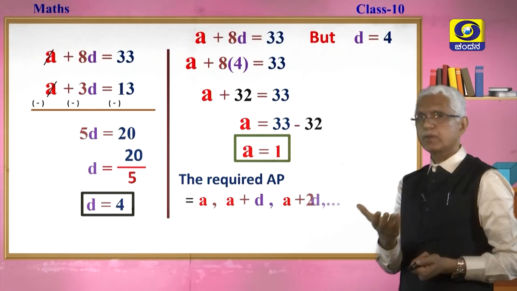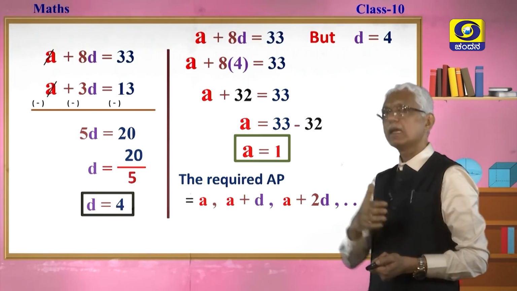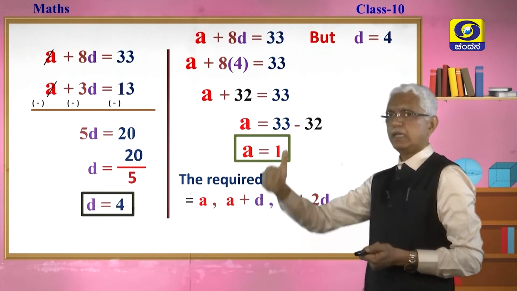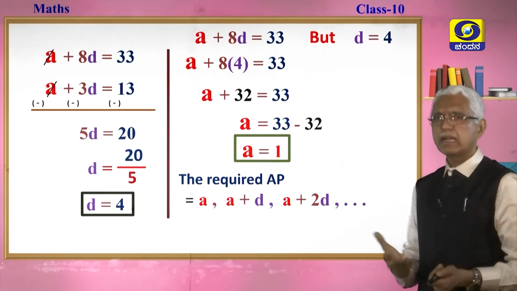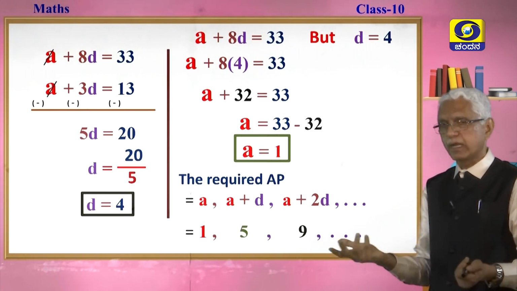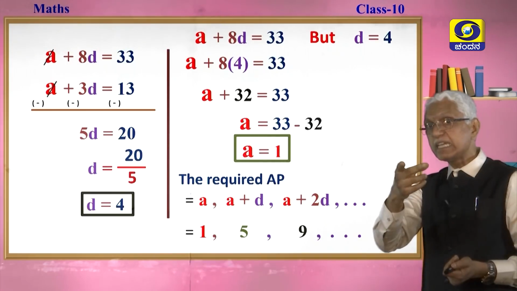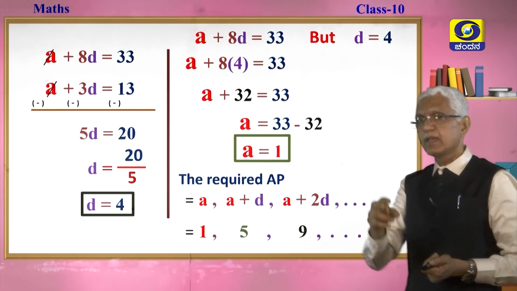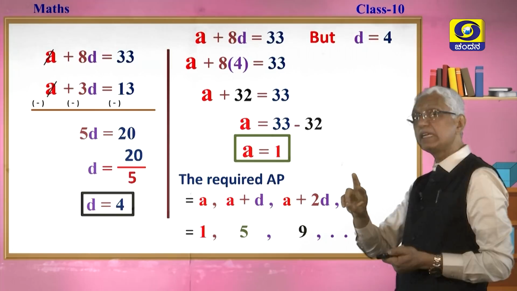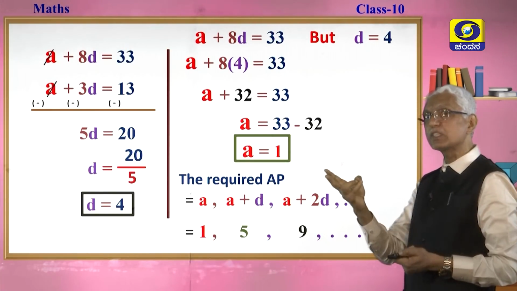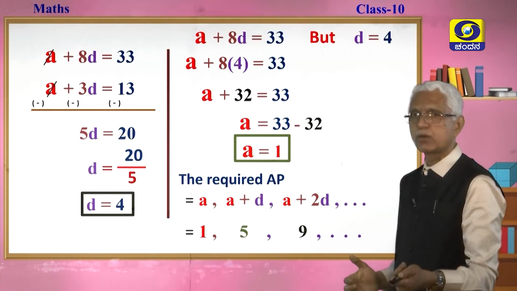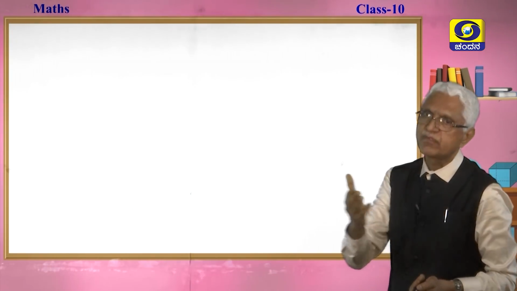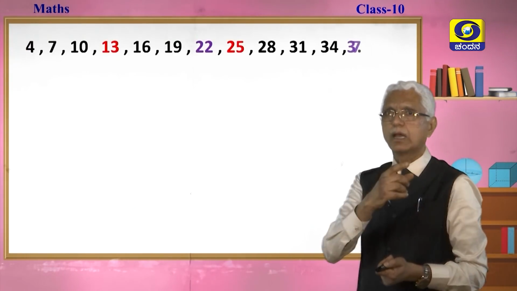1 is the first term. They write the general form a plus d, a plus 2d, a plus 3d and so on. Now, they are going to substitute. A is 1, very good. A is 1, d is 4, 1 plus 4 is 5. A is 1, 2d, d is 4, 2 4s are 8, 1 plus 8 is 9 and you get the required AP 1, 5, 9 etc.